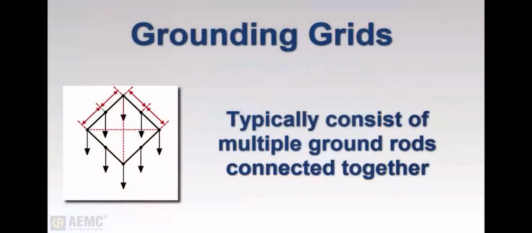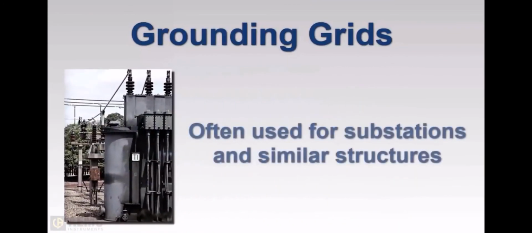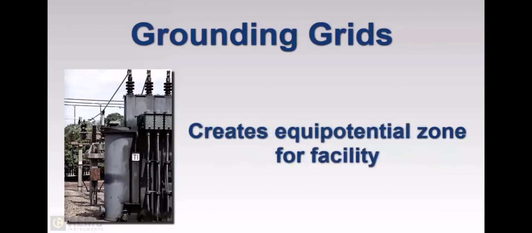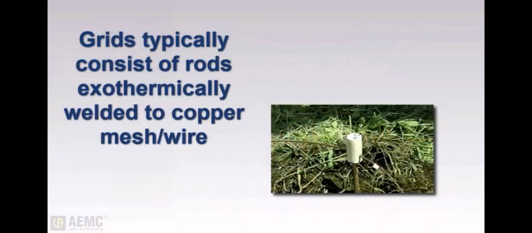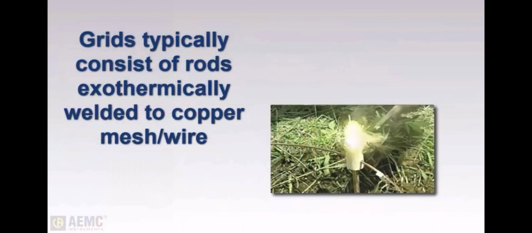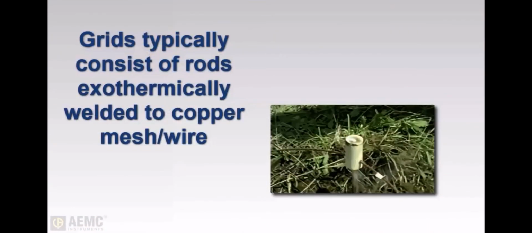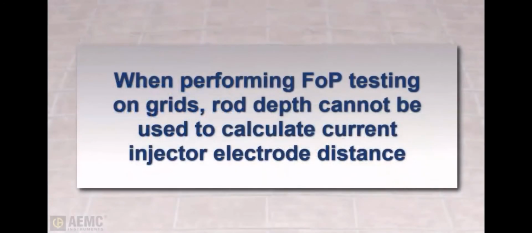As we noted earlier in this video, grounding systems can be grids consisting of multiple rods connected together. Grids are commonly designed for substations and similar facilities to provide the lowest possible earth resistance values, as well as to create an equipotential zone throughout the entire station. The fence surrounding the substation is usually included in this zone for safety reasons. Multiple rod grids are typically constructed with ground rods exothermically welded to copper mesh, creating a large area of zero potential earth when installed properly.